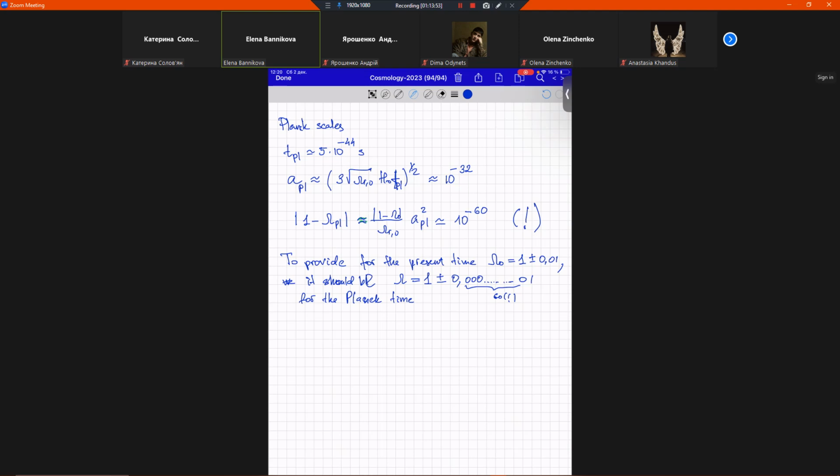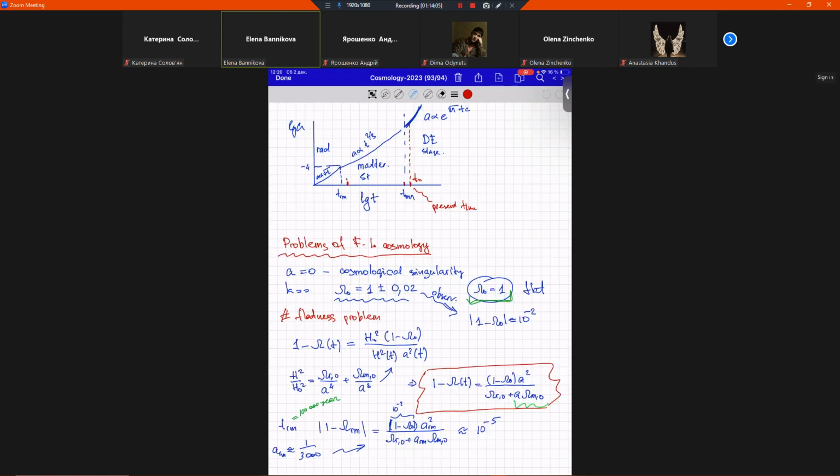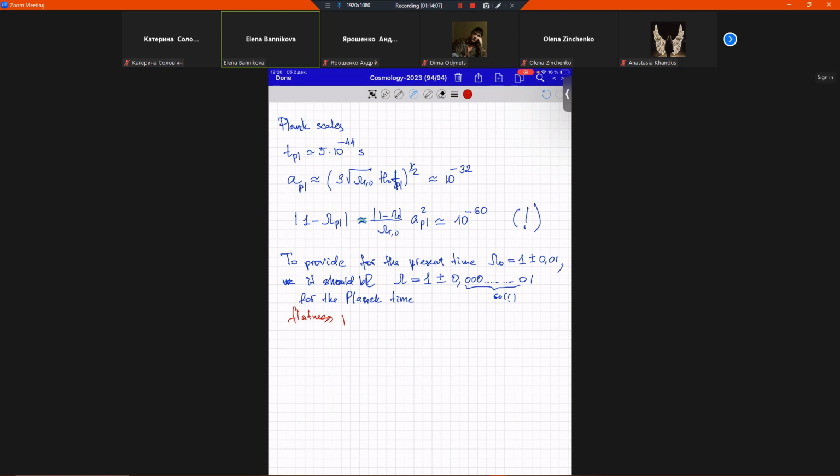And this is exactly what we call the flatness problem. This is the flatness problem. So, and I just want to say that this problem was discovered, I don't remember exactly, like in the 1980s.